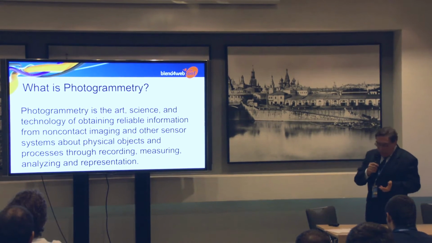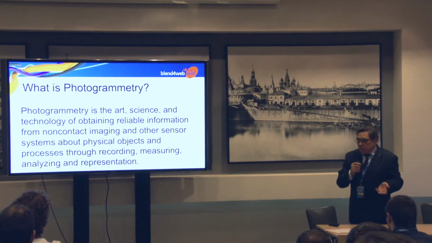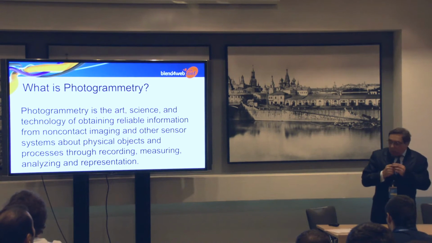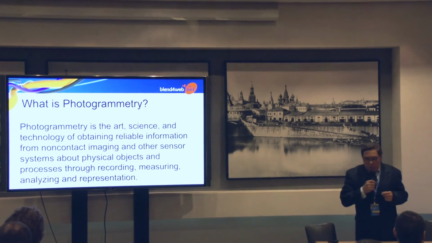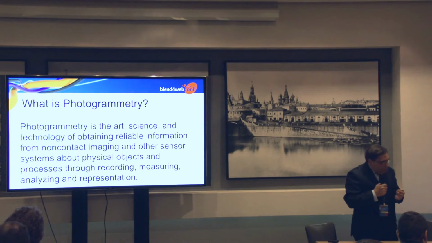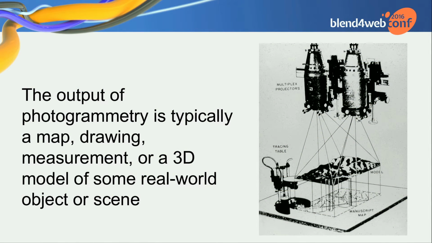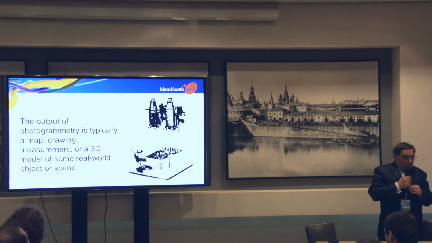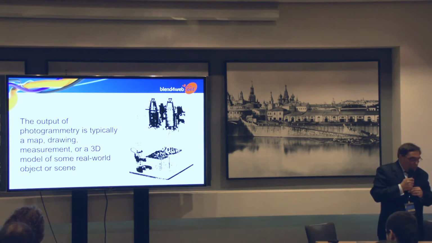I would like to emphasize that the first definition is the art, and the second is science and technology. It means that to be a good photogrammetrist and to achieve good results from photogrammetry, you should be a little bit an artist. Photogrammetry was invented approximately 150 years ago. On this slide you can see one of the ancient photogrammetric devices named multiplex.